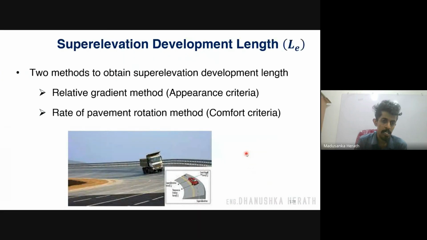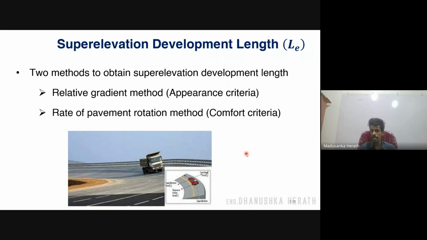Right. Then there are two methods to calculate the super elevation development length. First method is the relative gradient method. Second one is the rate of pavement rotation method. Right. So in these two methods, we are calculating two criteria actually, right?